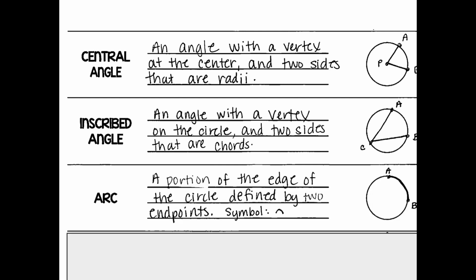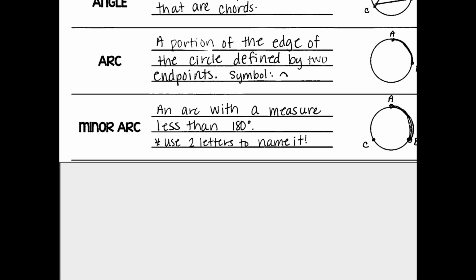An arc is a portion of the edge of the circle. It's defined by two endpoints, and the symbol looks like a little rainbow, but it's on top of the letters A and B. So that arc is arc AB. There are two classifications for arcs. The minor arc is an arc with a measure that is less than 180 degrees. We use two letters to name it.